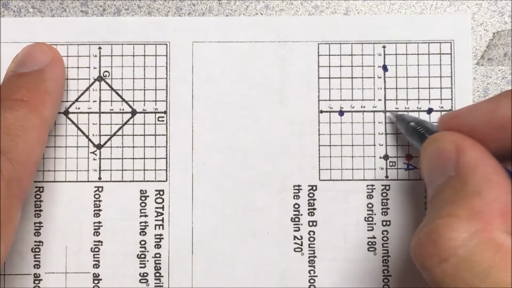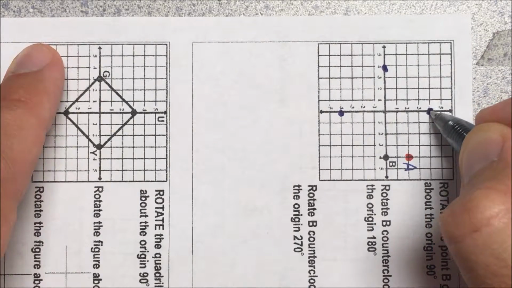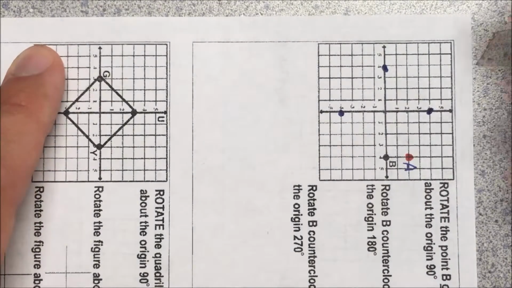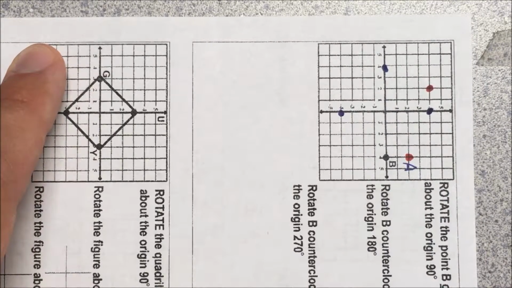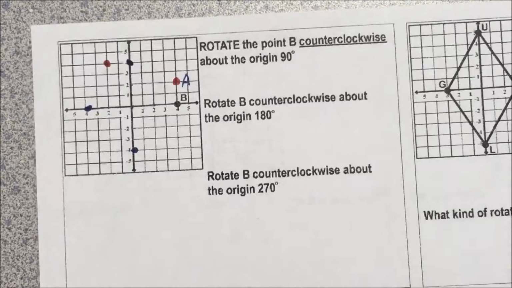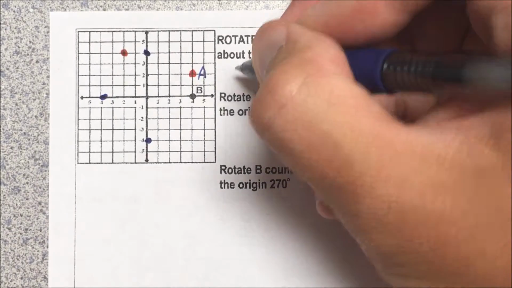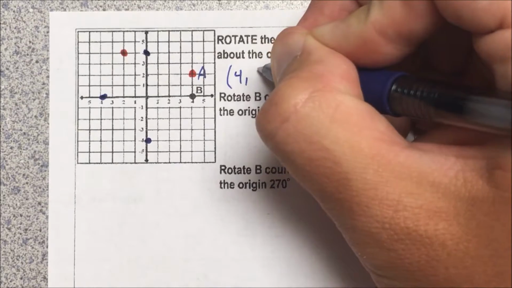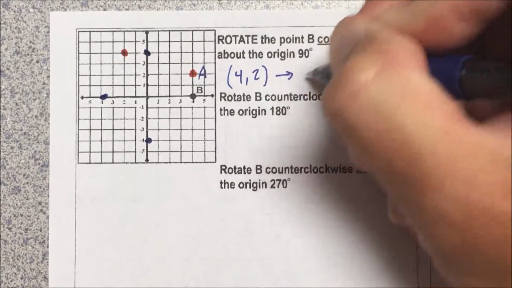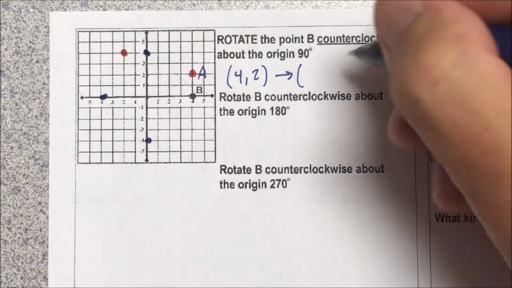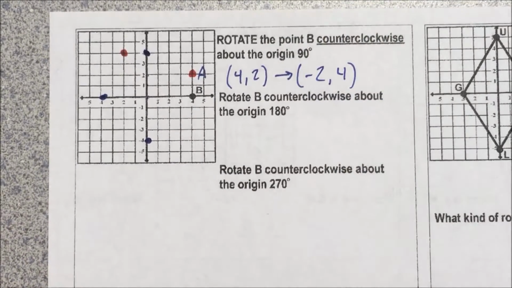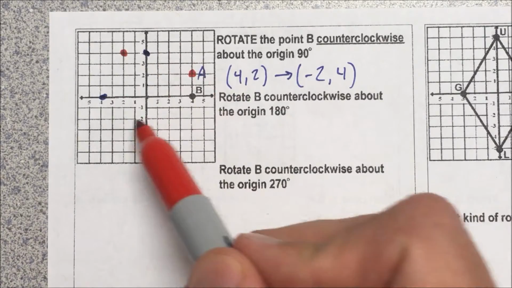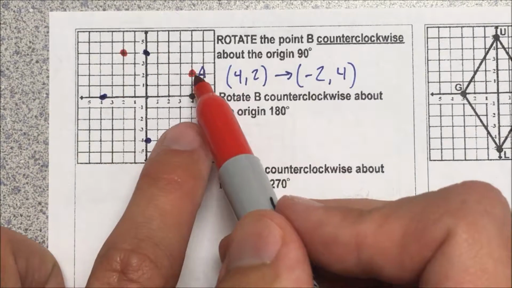And then I'm just going to turn my paper again. And I'm going to say right 1, 2, 3, 4 and up 2. So my new point will be right there. Let's write this. We started, A was at 4, 2, and now it is at negative 2, 4.